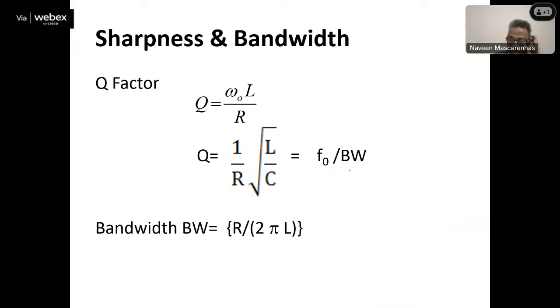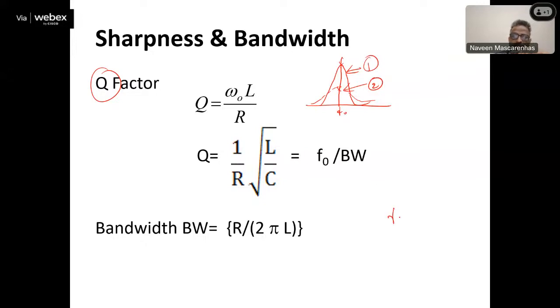Sharpness and bandwidth. The sharpness of the resonance curve is measured using a factor called Q factor. Q factor means quality factor. If I ask you which of the two graphs is sharper here, graph 1 or graph 2, you will say definitely graph 1. But both have the same value of resonant frequency, f naught.